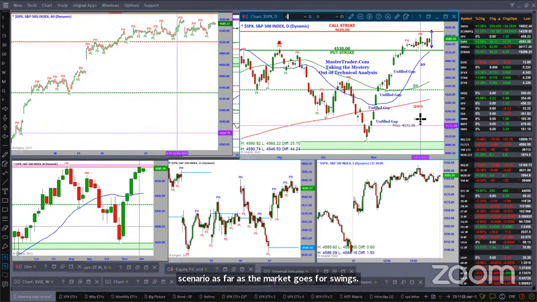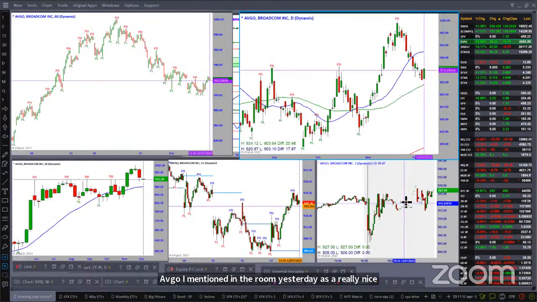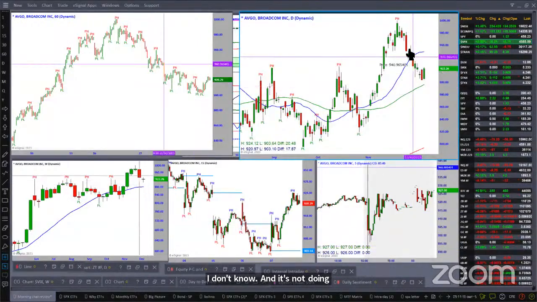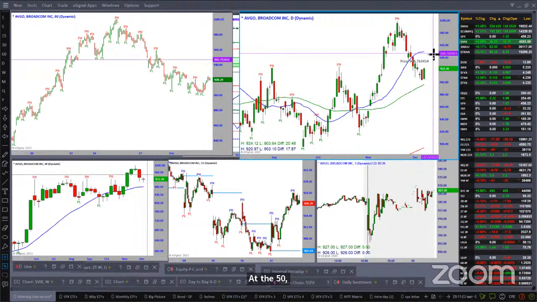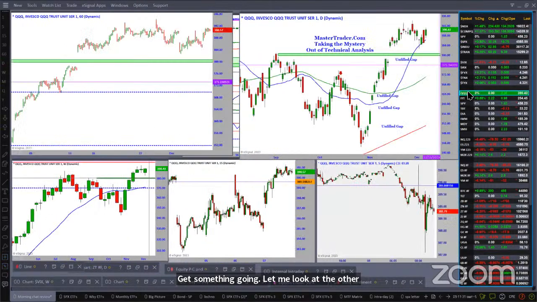AVGO, I mentioned in the room yesterday as a really nice setup, but it had earnings after the bell. I don't know, and it's not doing anything, surprisingly. But that was a nice 180 reversal at the 50. The angle coming down was a little sharp, but not terrible. It might be able to advance toward the 20 if the market can get something going. Let me look at the other markets.